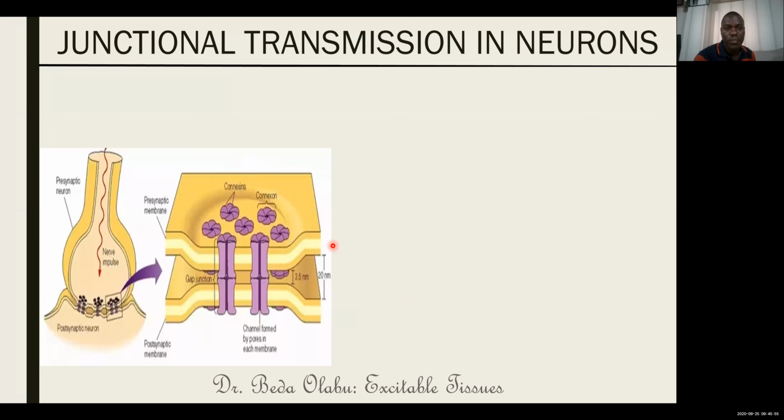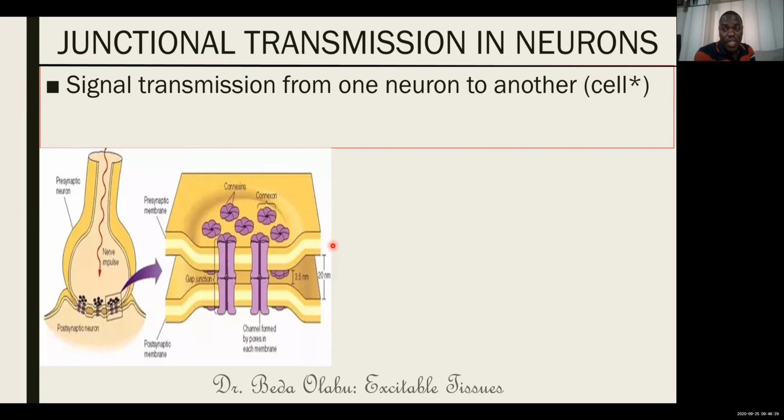Now, what happens? We have said that action potentials are transmitted along the cell membrane of the axon. What happens when that signal reaches the end of the axon, and now we want to transmit this signal from one neuron to another? In simple terms, we have a junction. What happens at the junction? At the junction between one neuron and another, we must have a way in which the signal will be transmitted. And that's what we want to look at now.